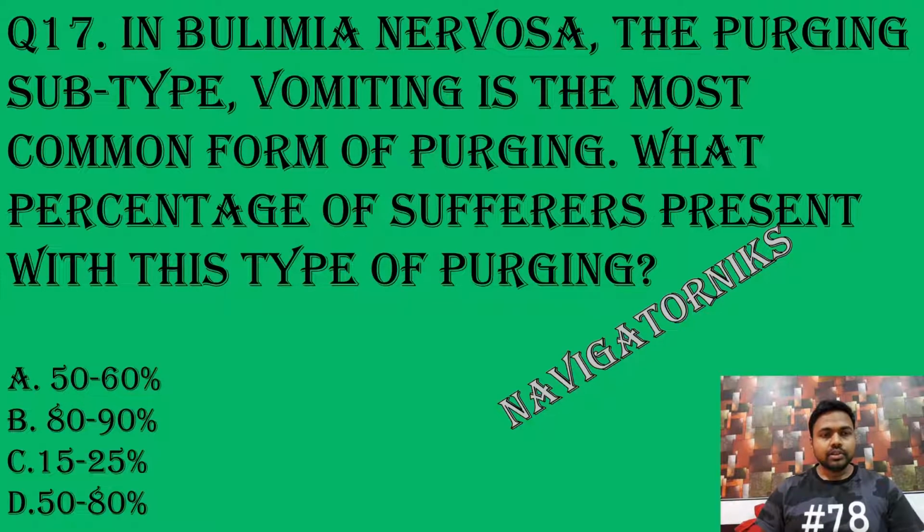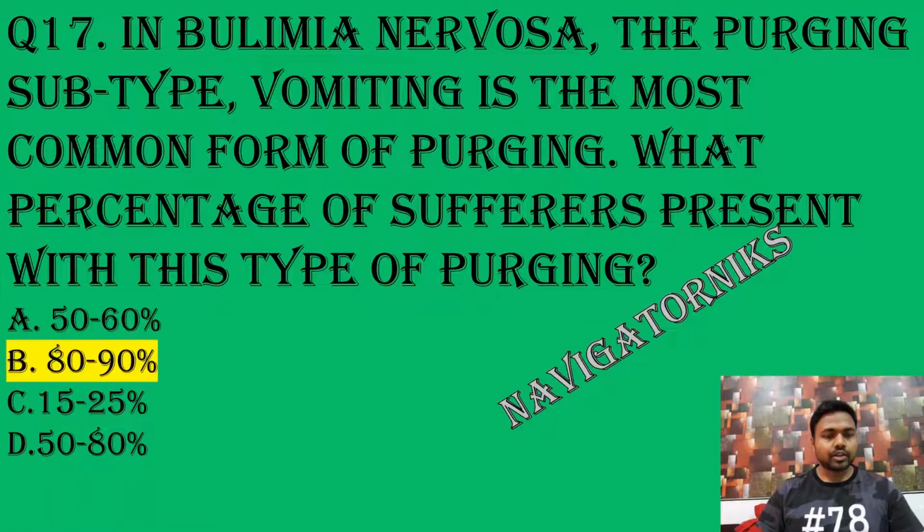Number 17. In bulimia nervosa, the purging subtype, vomiting is the most common form of purging. What percentage of sufferers present with this type of purging? Option A, 50 to 60%, B, 80 to 90%, C, 15 to 25%, and D, 50 to 80%. And the correct option is option B, 80 to 90%.